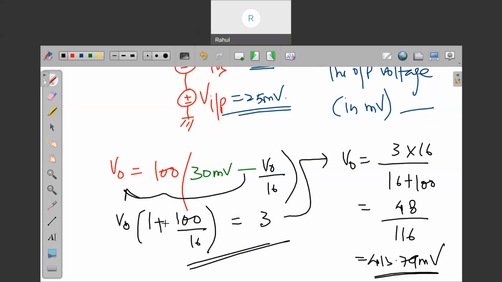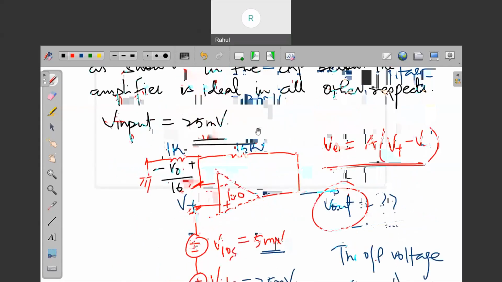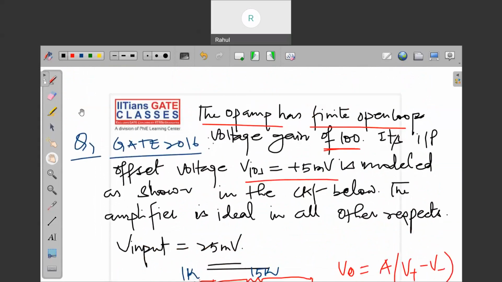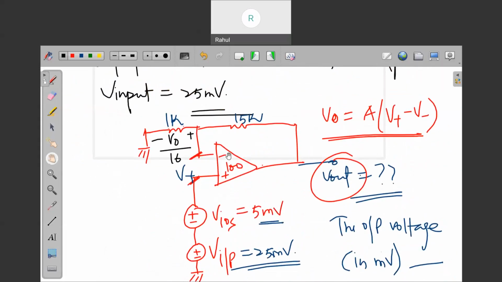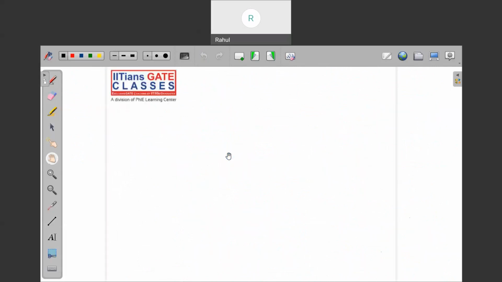And this is a very easy question. This problem is where the gain is finite. Understand? So this problem is a very good problem, right? Anyone can solve this kind of problem. Slight calculations, smart way of solving. These are very good problems.